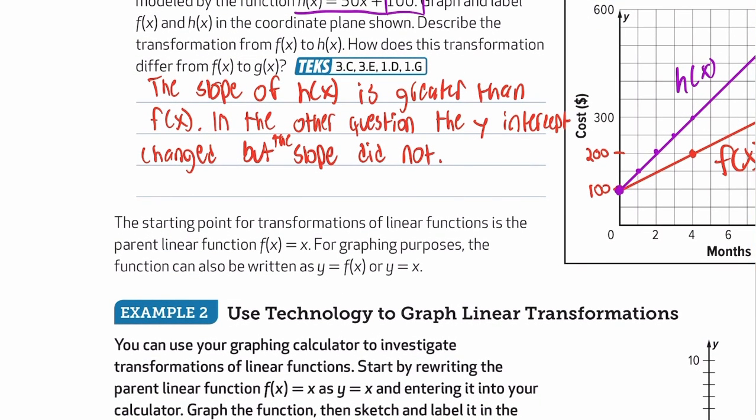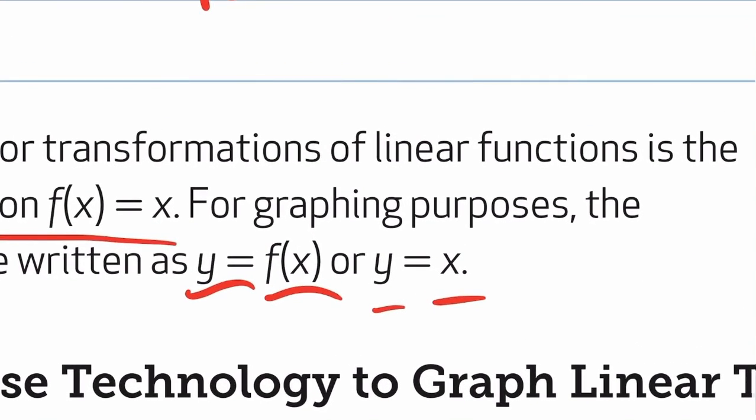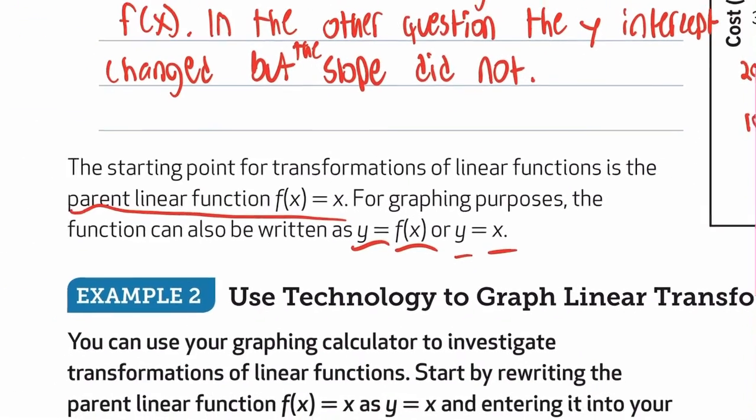The starting point of transformations for linear functions is the parent function. I'm reading this middle paragraph. For graphing purposes, y is equal to f of x or y equals x. So this is just what I said earlier, that f of x is the same thing as saying y equals. At least right now. Eventually, you can do more with functions than you can with y equals.